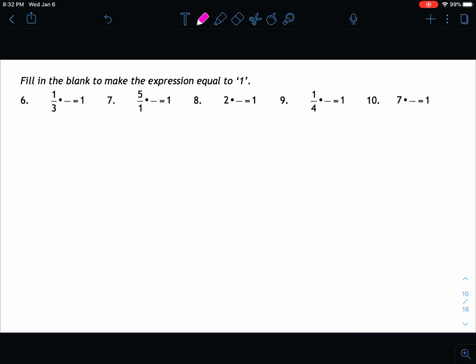and those are the reciprocals. Now, if we want a product to equal 1 and we're given some original value, if we multiply by that reciprocal, we're going to get 1 each time. So in this case, we're just going to go ahead and write in each reciprocal here. And we know when I multiply a number by its reciprocal, we will always get 1.